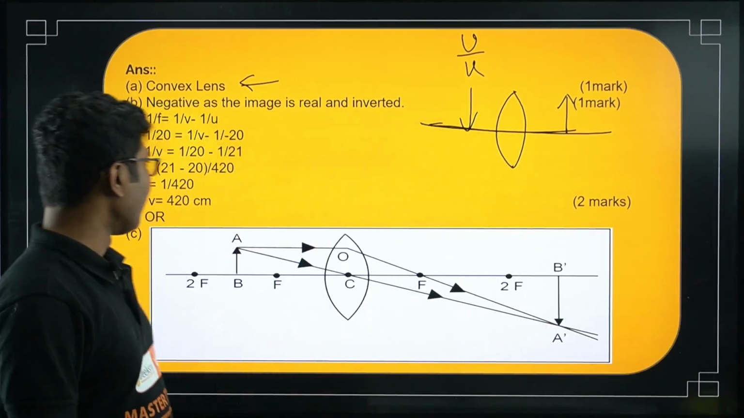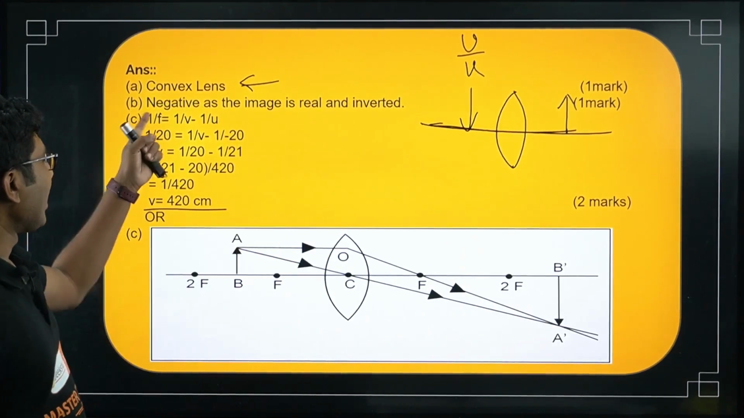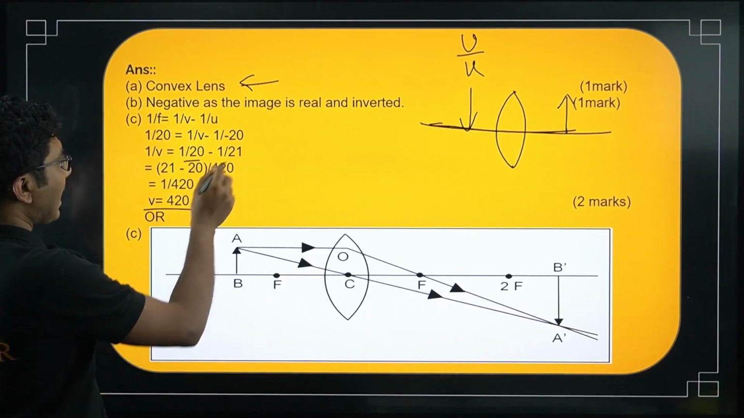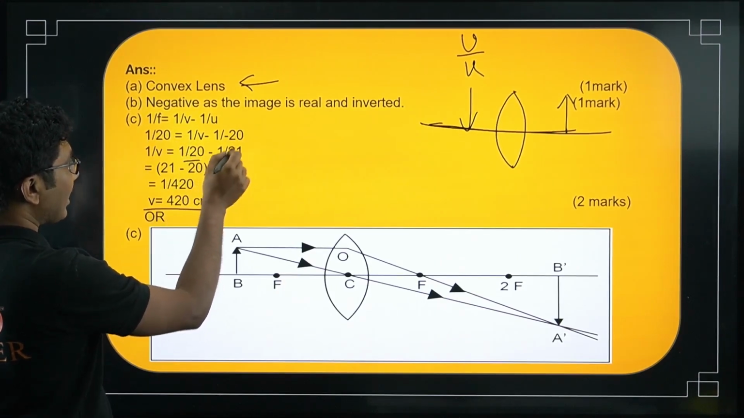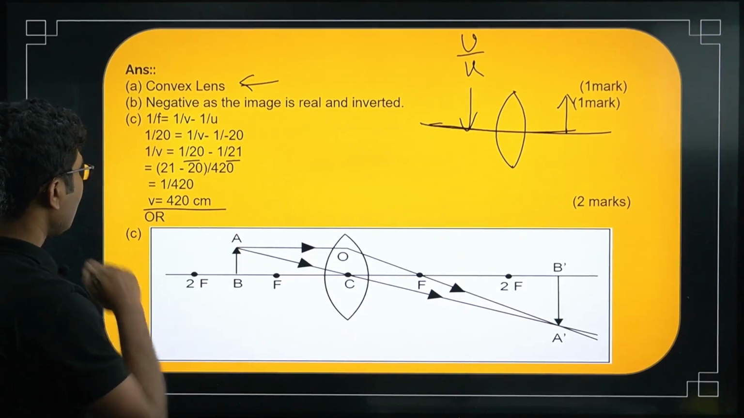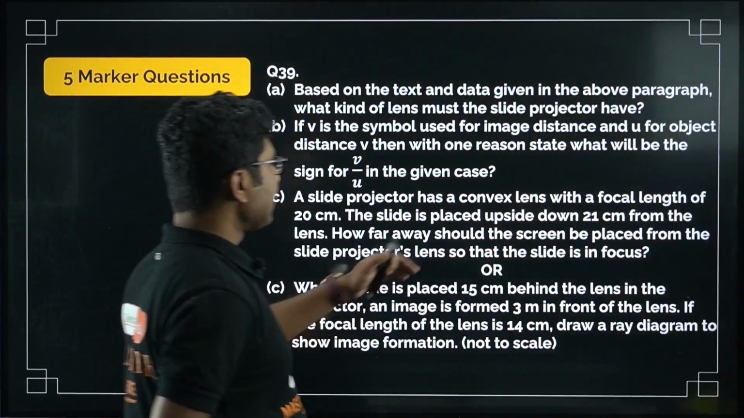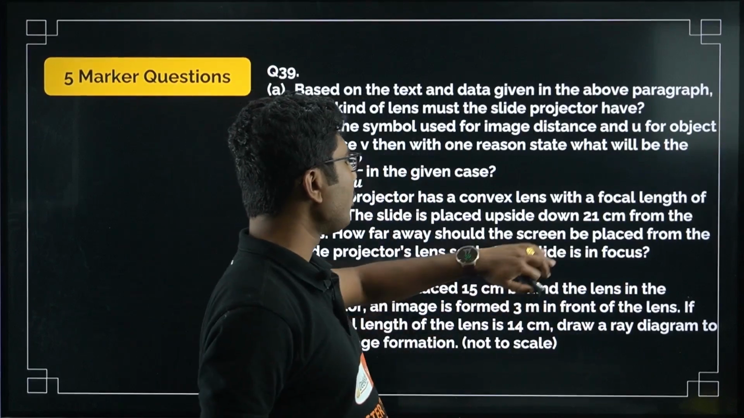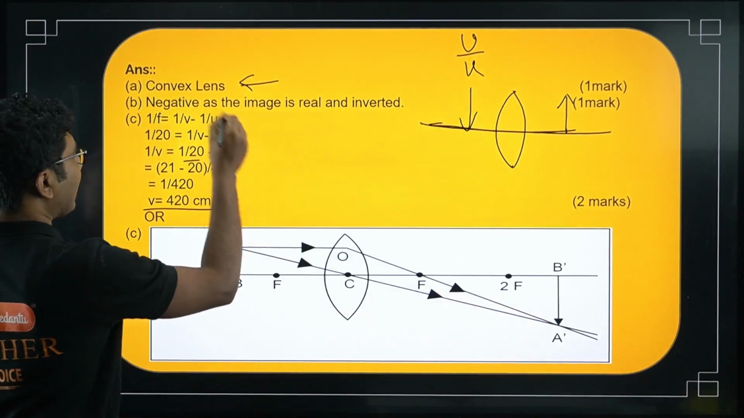Now you have to calculate the V in the given case. So 1 by F is equal to 1 by 20. You have to calculate, put the values. 1 by 20 is the focal length, and some mistake has been done, some calculation error. Let me see the question once more. The slide projector has a convex lens of focal length 20 centimeter. The slide is placed upside down 21 centimeter from the lens. Okay, so U is 21.